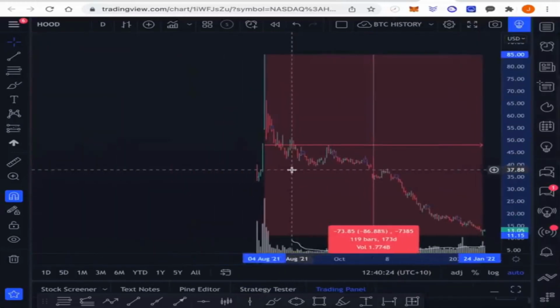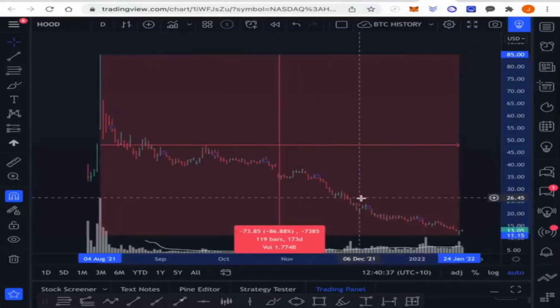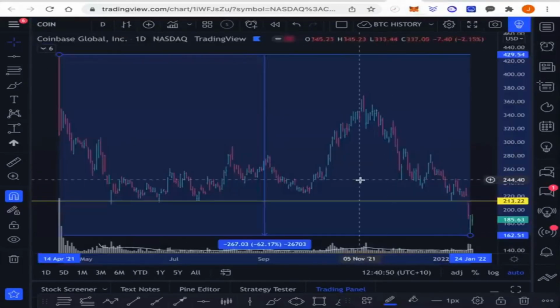The other crypto stock, which was extremely hot at the time, or in August, was Robinhood. And now this is down nearly 87% from all-time high to all-time low. It had a slight bounce this morning, but again, that's 87% down. So it's not a matter of diversifying between crypto and stocks. It's a matter of diversifying between sectors. And these are all in a similar sector. If crypto goes down, you're probably going to expect that these are going to go down too.